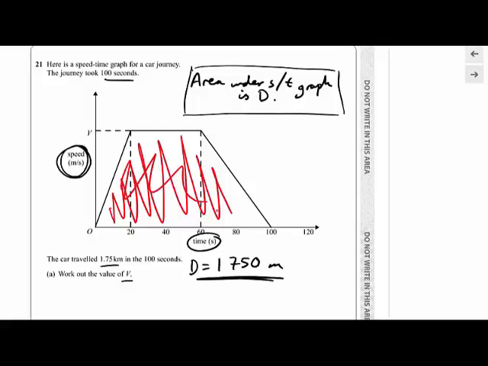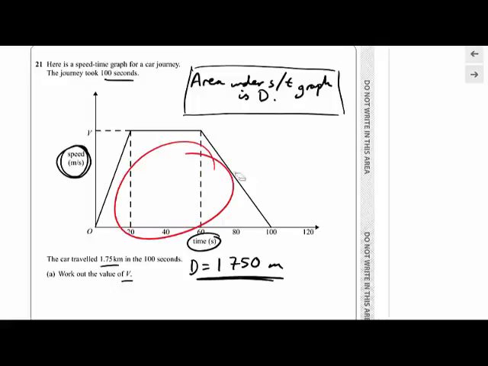So it's just purely a case of, if I work out the area underneath that speed-time graph, that should equal 1,750. Now that looks like a little bit of an awkward area to work out, because I've got to go up here and go up there. That's a trapezium, right? So I can just work it out as a trapezium, or I can split it up into triangles.